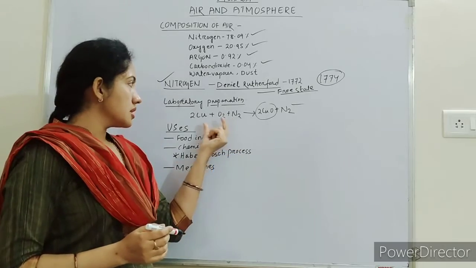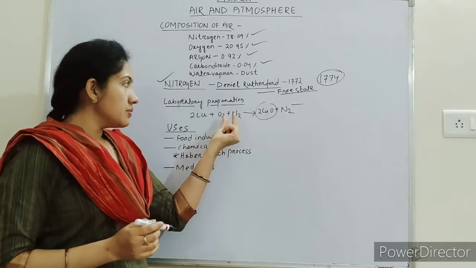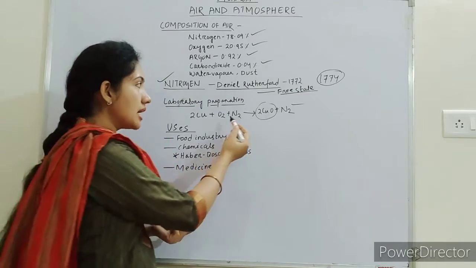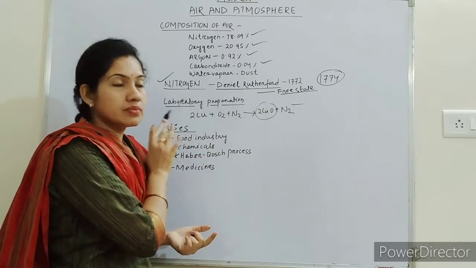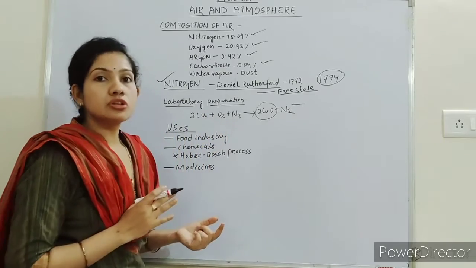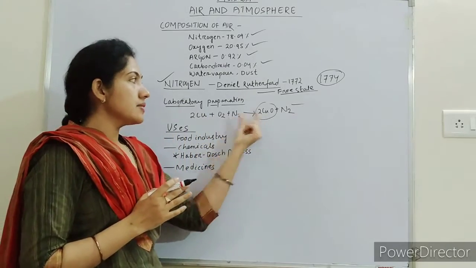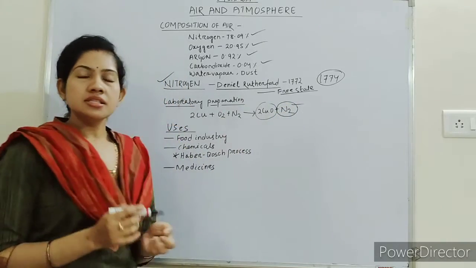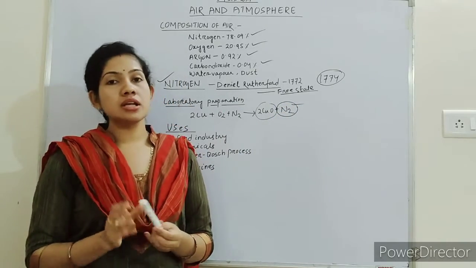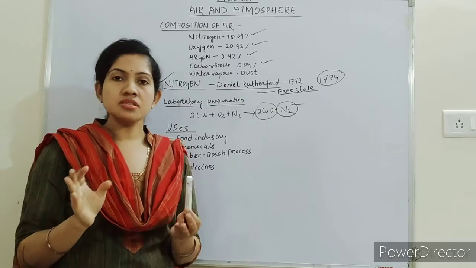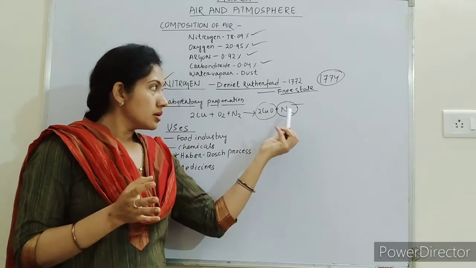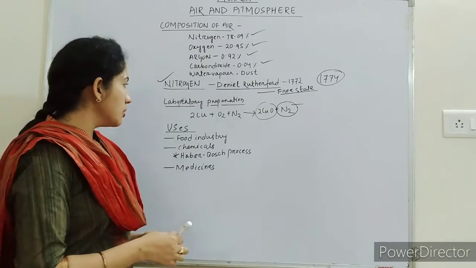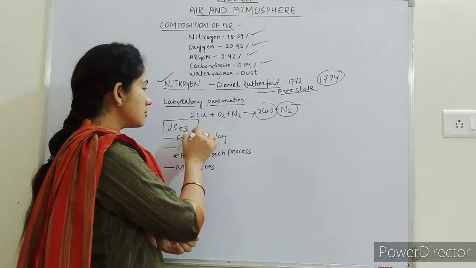Oxygen will react with copper, leaving behind nitrogen. As I said, nitrogen is non-reactive, so nitrogen will not react. Oxygen will combine with copper, leaving behind nitrogen. So here we can get nitrogen. This is a laboratory preparation. Naturally we cannot have this; we need to prepare it in the lab. Okay, so there are several uses. Now come to the uses.